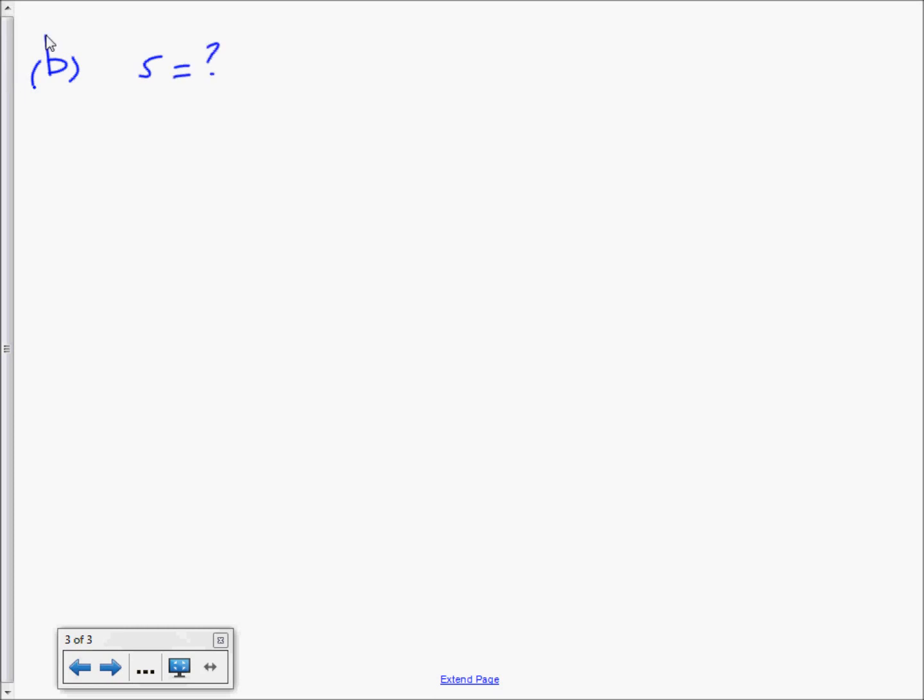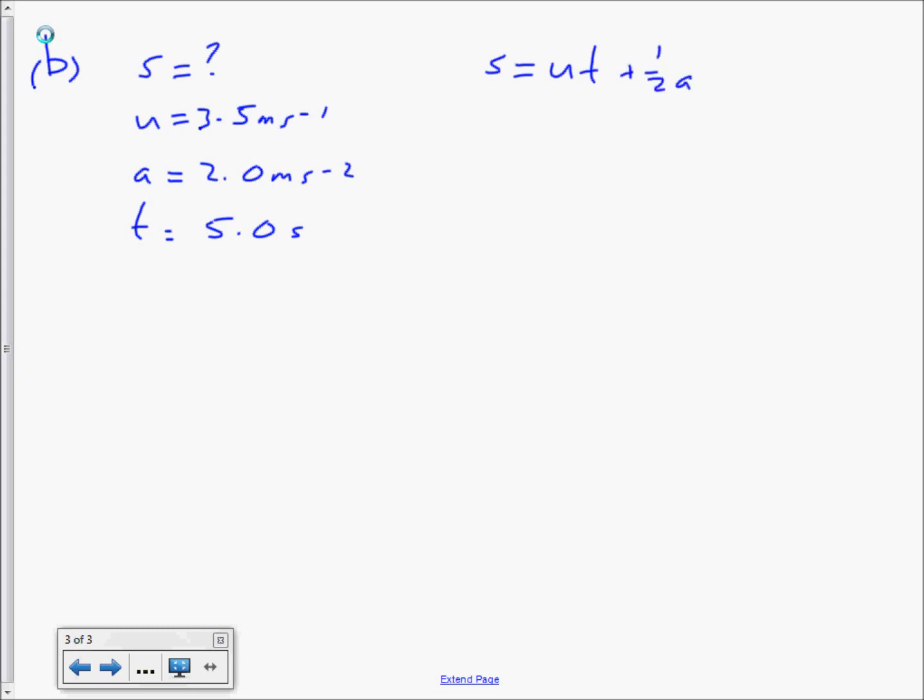What did we know? We knew that U was 3.5 meters per second. We had that acceleration, I think it was 2.0, wasn't it? Meters per second squared. T was 5.0 seconds. So we could look for a formula that relates those four things together. S equals U T plus 1/2 A T squared.